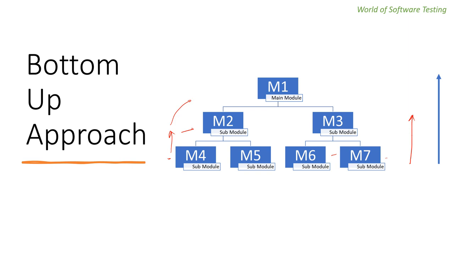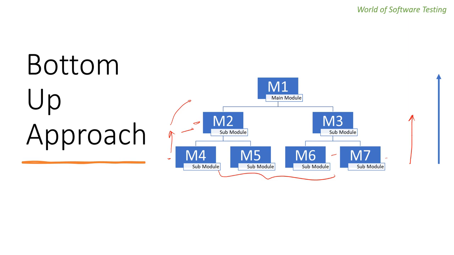The sub modules M4, M5, M6 and M7 will be tested first, as they are already developed, and M1, which is the main module, is under development. These tested sub modules are then used to facilitate the testing of higher level modules. For example, M4 and M5 will be used to facilitate the testing of the M2 module, and then M2 and M3 will be used to test the M1 module, which is a higher level module.